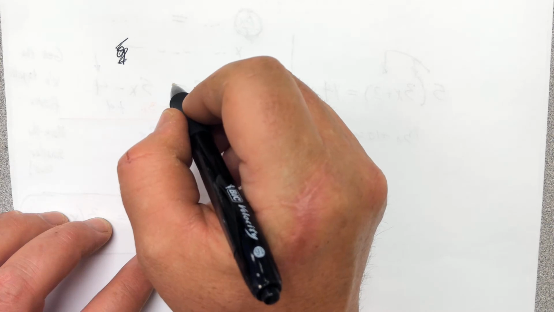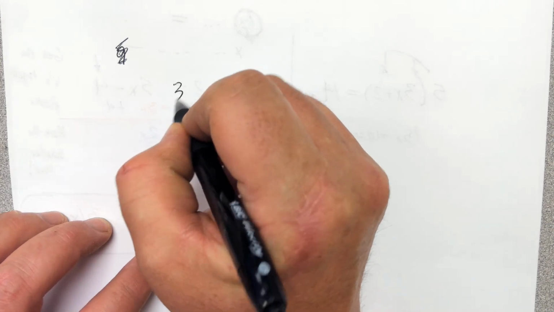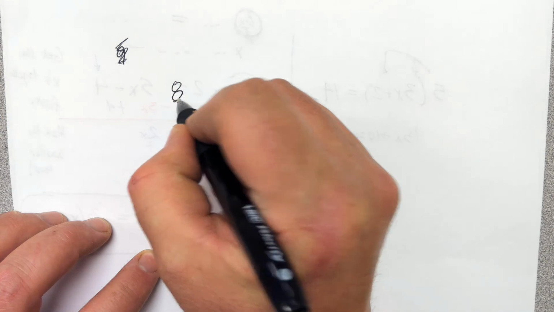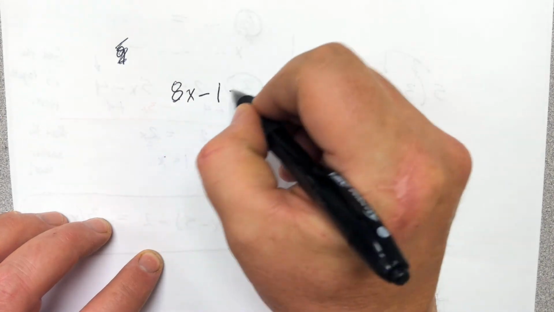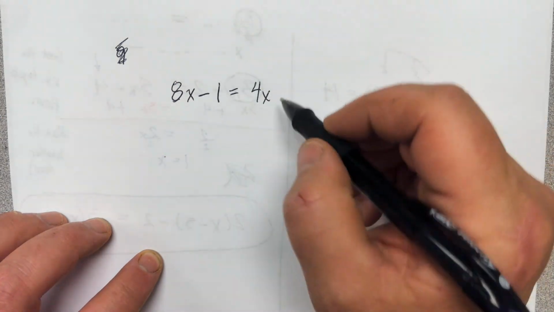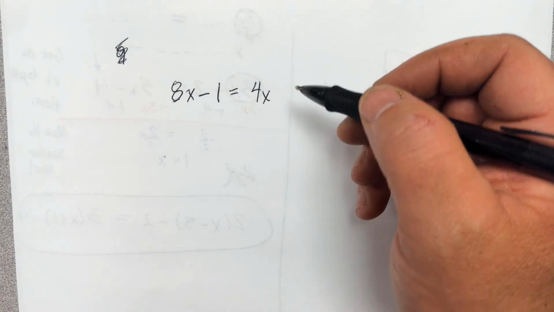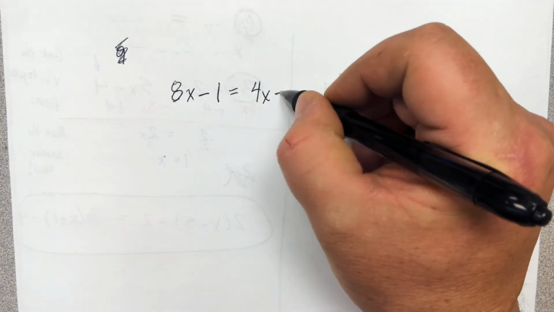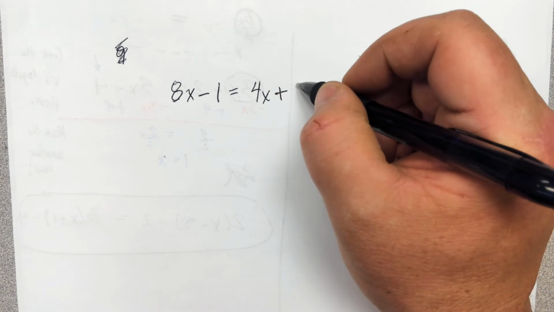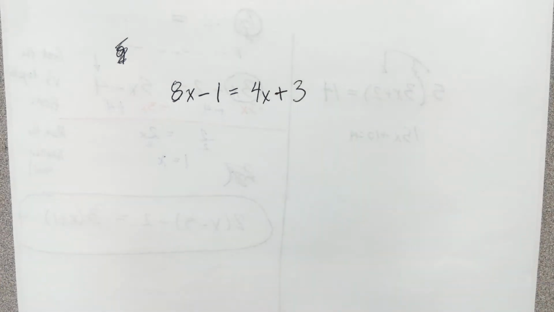So let's try this. Let's try 8x minus 1 equals 4x plus 3. Let's try that. 8x minus 1 equals 4x plus 3.